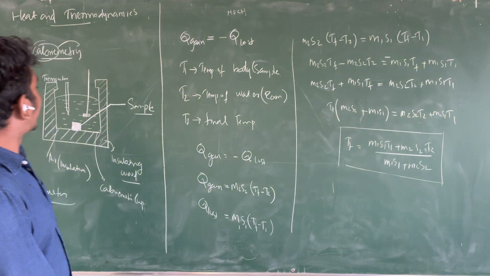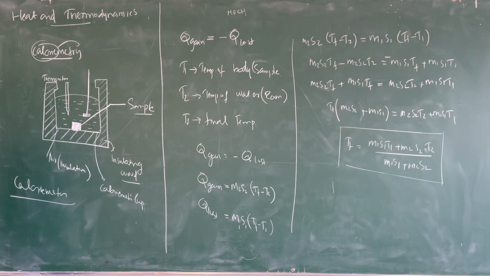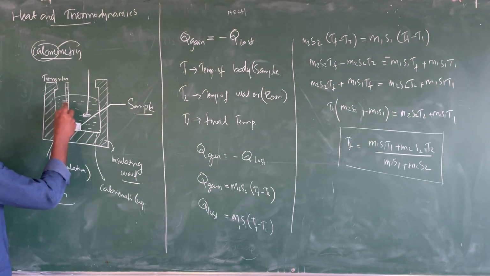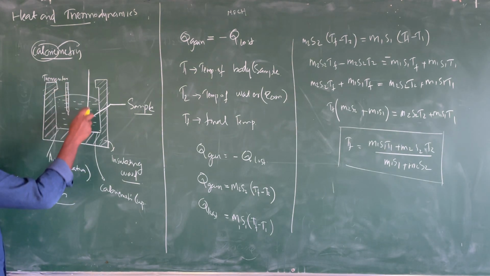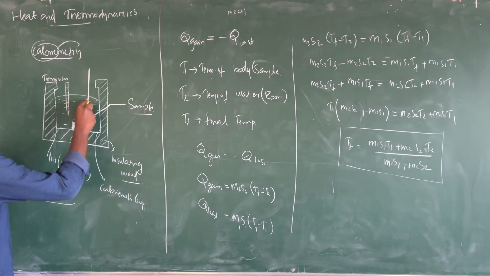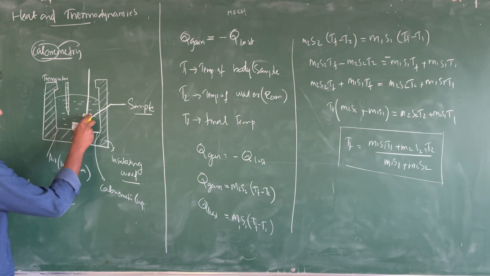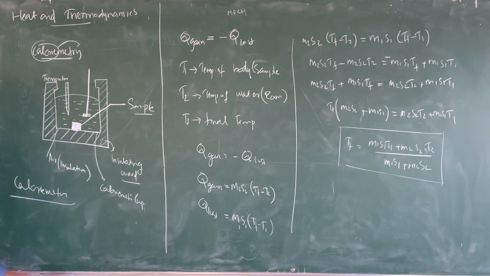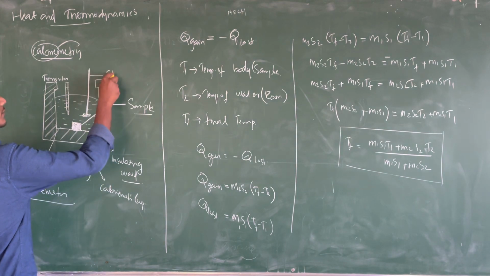So it's good. Everything I have marked. My thermometer is pretty nice. This one is the thermometer. And my stirrer. Look at this. My stirrer is like an ultra modern stirrer. This is a stirrer.